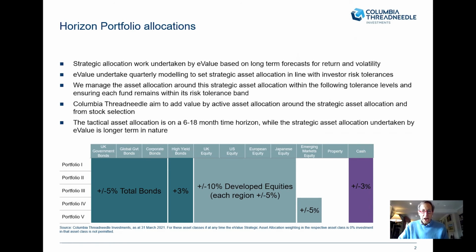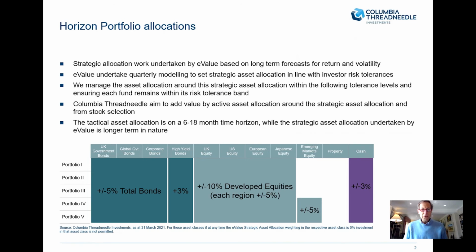So what this chart shows at the bottom is the bands that we can operate within around e-value strategic asset allocation. So how much we can overweight or underweight each asset class. And it gives us a reasonable spread there. But at the same time, for risk control purposes, we're not going to be able to go miles away from the strategic asset allocation, but it's certainly a big enough band to be able to add some useful value. So that's the different roles in managing the funds.